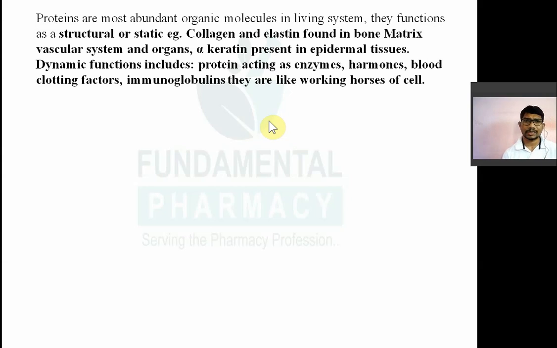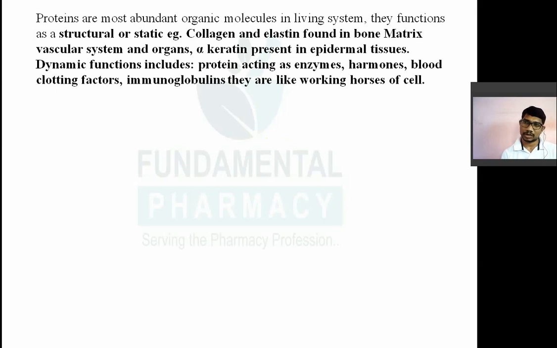So proteins are nothing but the polymers of amino acids. Generally the term protein is used when there is at least a 50 amino acid chain. So if 50 amino acids are joined together by peptide bonds, then the term protein is used for that molecule. Okay? Proteins are the most abundant organic molecules in the living system.